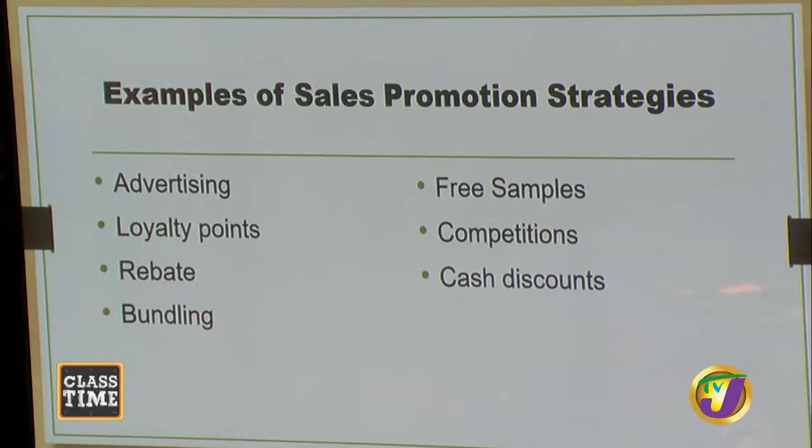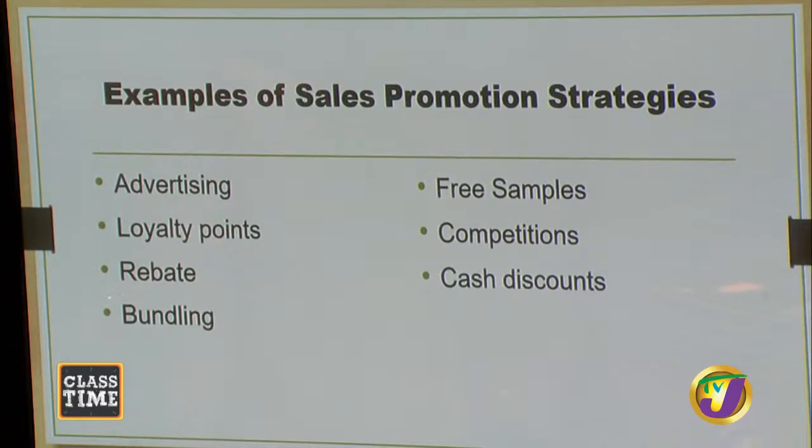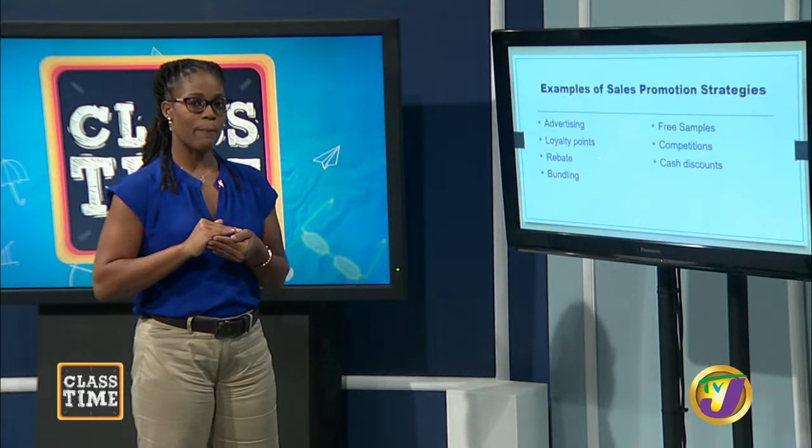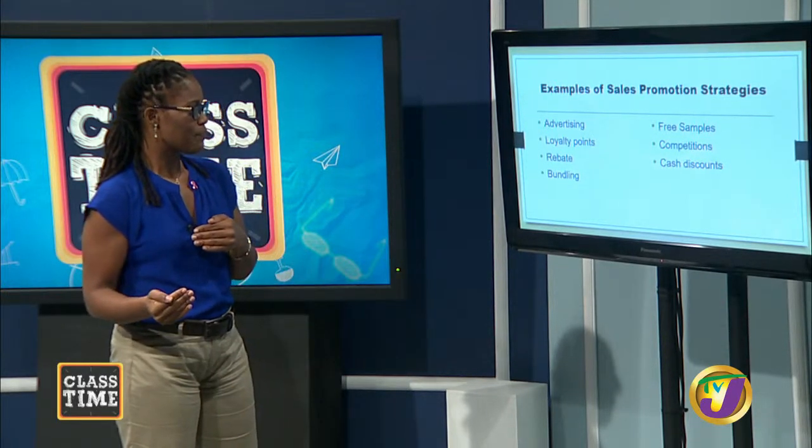Now, loyalty points is one example of a sales promotion strategy. So this is when, after each purchase, you earn points. And when you reach a certain level of points, you're able to redeem these in the form of a discount on your purchase. Rebate is also another form of, it's a form of refund. So when your spending reaches a certain level, you get back some of the money that you spent with the business.